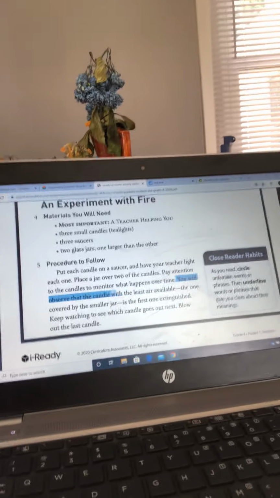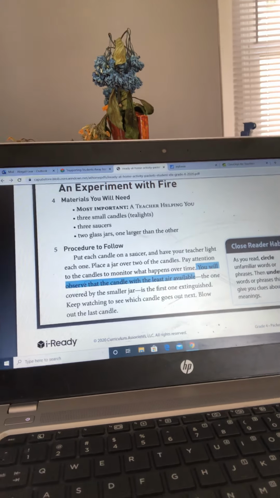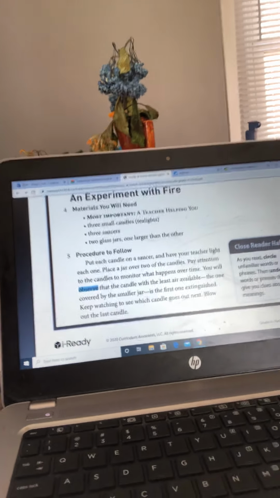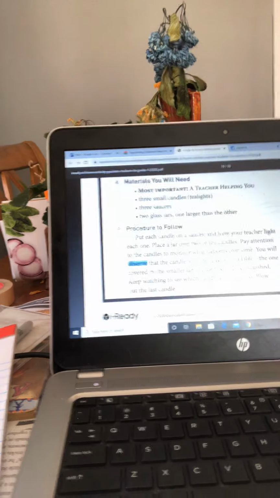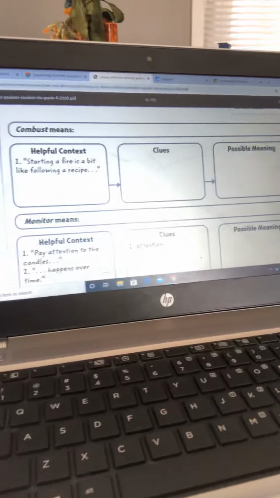let's be more specific, because you're not just watching like whatever, like you watch a TV show. You're watching for over time. Let's keep reading. You will observe that the candle with the least air available. So observe is another clue. They didn't put that, but I think that's a good clue. So write observe in our clues down here. You can put number 3, observe. That's fine.